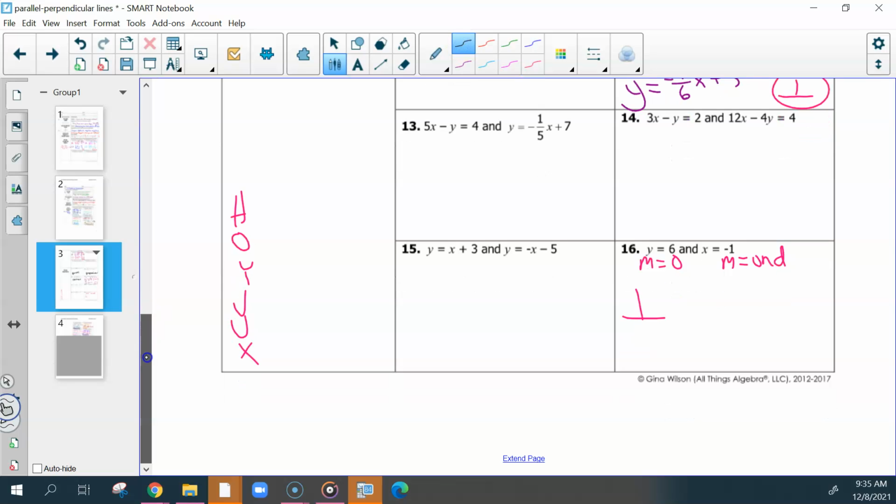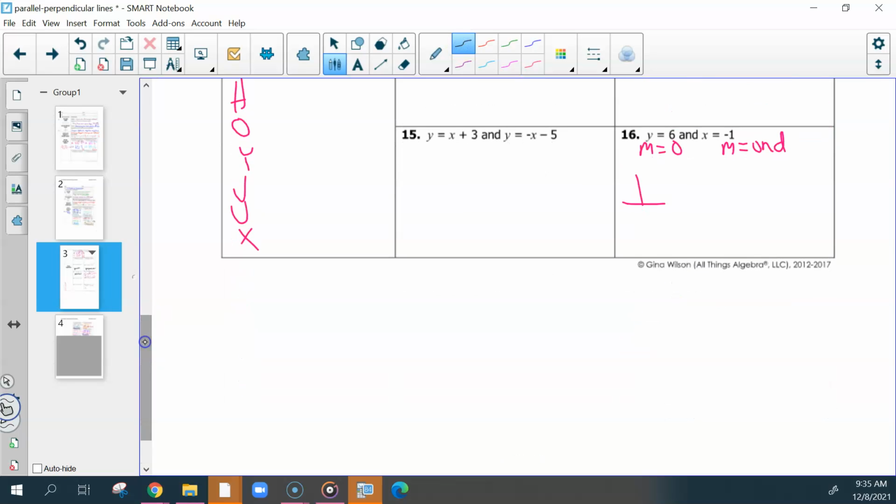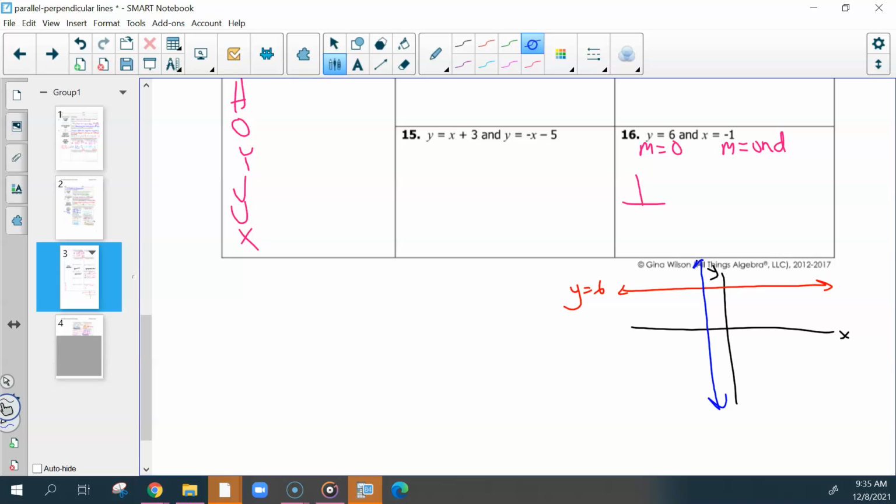Another way you could see if these are parallel, perpendicular, or neither is if you draw them. So I'm going to quickly draw an x and y axis. My y equals 6 would be somewhere up here. My x equals -1 would be somewhere over here. And I can see that they cross and make that perfect T. Or L. Either one. Mine's a little crooked, but it should make that.